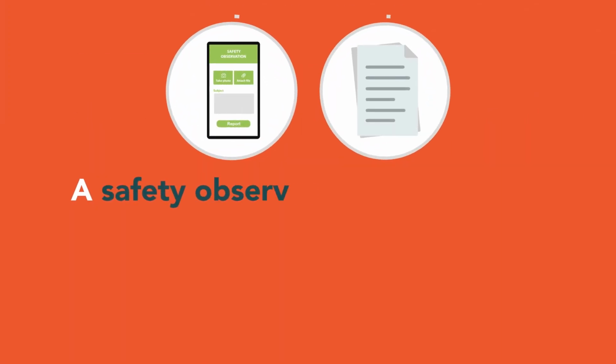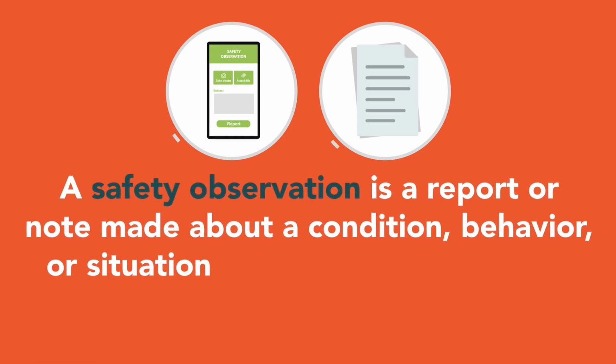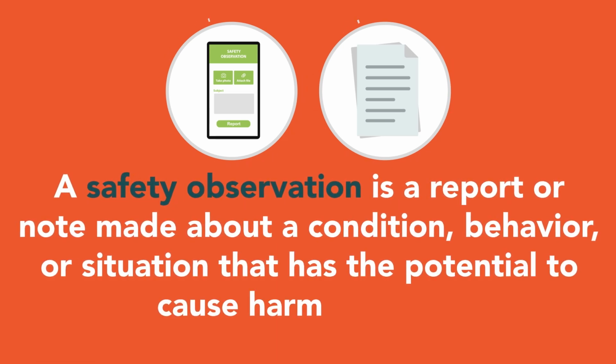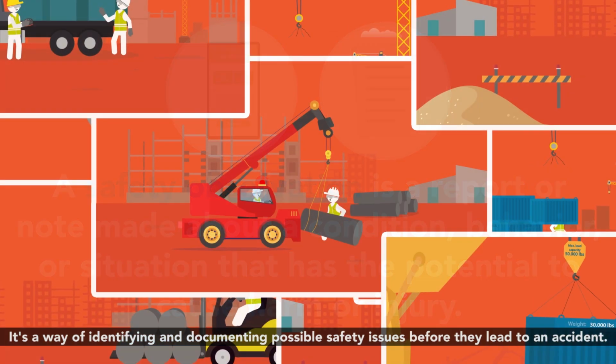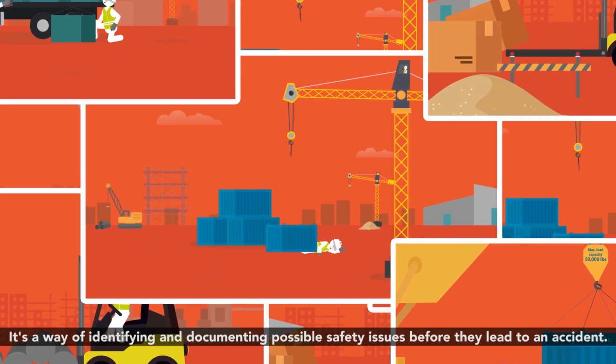A safety observation is a report or note made about a condition, behavior, or situation that has the potential to cause harm or injury. It's a way of identifying and documenting possible safety issues before they lead to an accident.